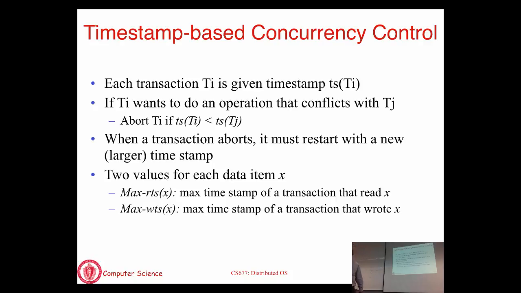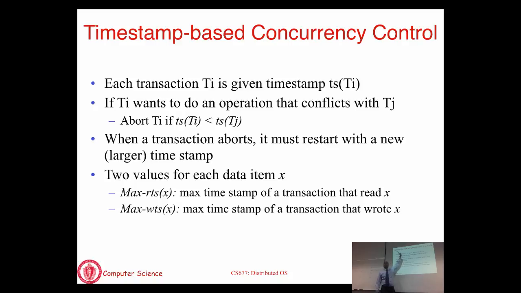Which is essentially what is shown here. I'm going to run through that technique quickly. Every transaction Ti is given a timestamp. That's the time at which it started, the start time for that transaction. Every transaction in the system has a start time, which we will call Ti. So if transaction I wants to do an operation that conflicts with transaction J, basically what that means is you try to read a data item that's already been written by another transaction J, then you are going to abort if J is newer than you. That means the timestamp of J is greater than your timestamp.